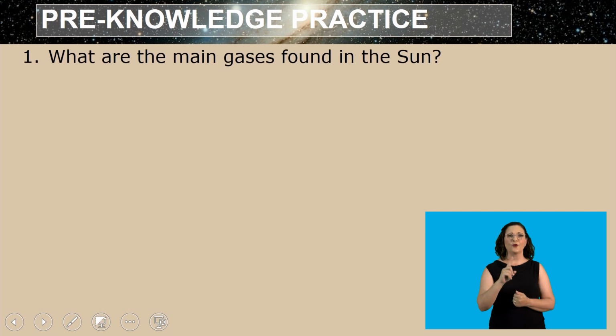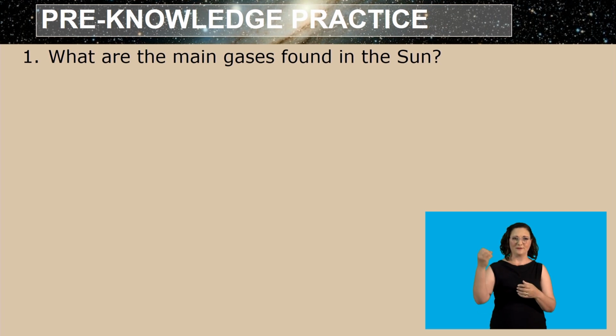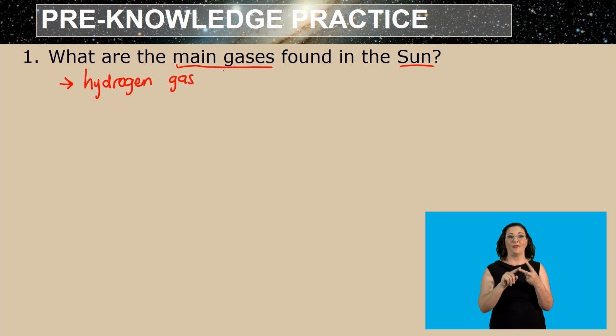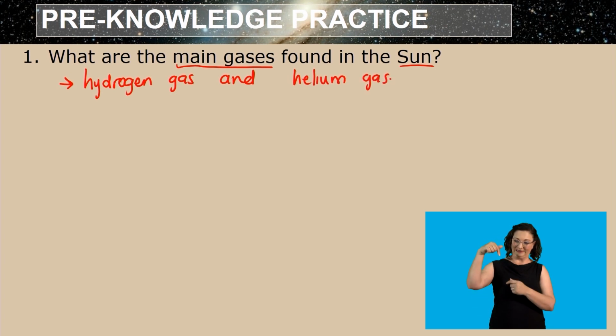Now let us check your prior knowledge by answering the following prior knowledge questions. Question 1. What are the main gases found in the sun? Remember, we said that there are two gases found in the sun, which are hydrogen gas and helium gas. These are the two main gases that are found in the sun, more especially in the core of the sun.